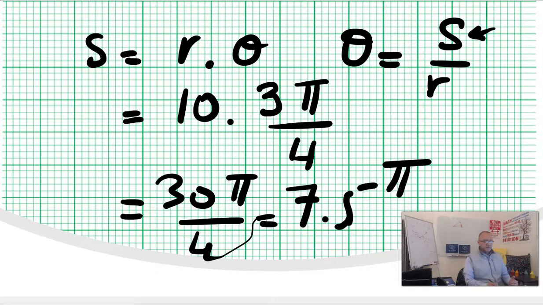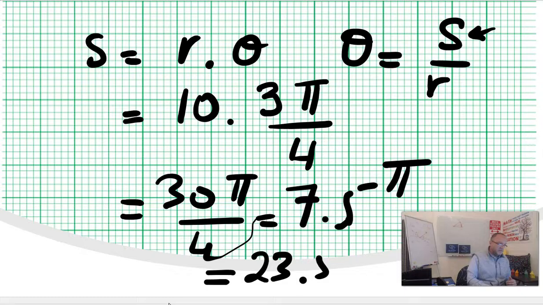Now, you can leave it like this, depending on whether you have a choice of A, B, C, D, and one of the choices is 7.5 pi. Or if they want you to get the actual answer, I believe, let me see here. Okay, 23.56 centimeters. 23.56 centimeters. And there you have it.